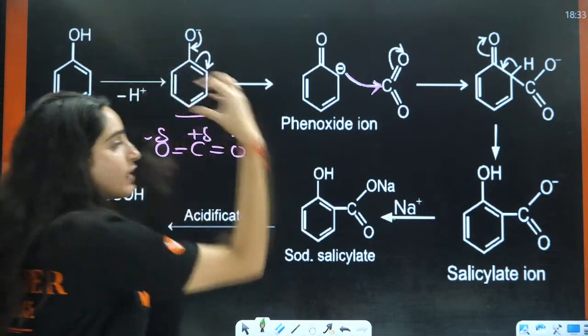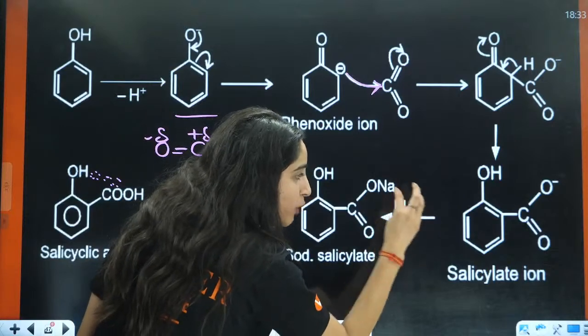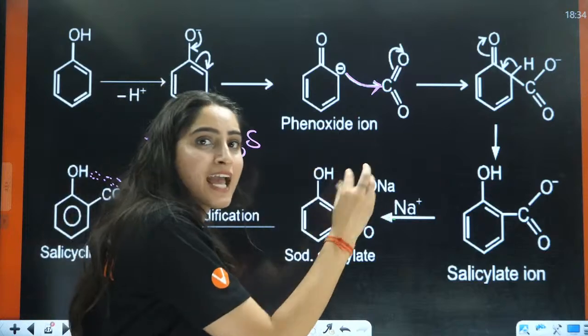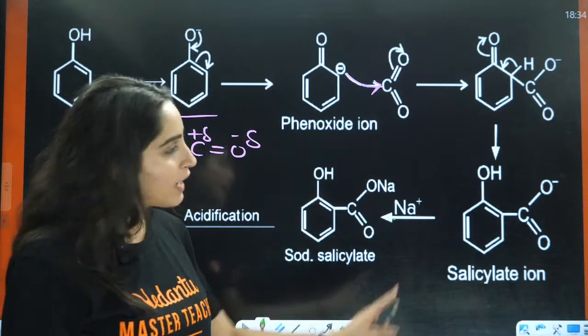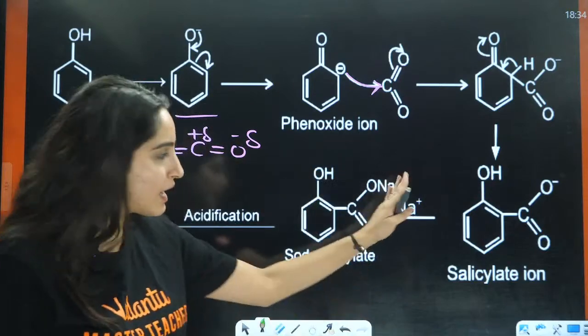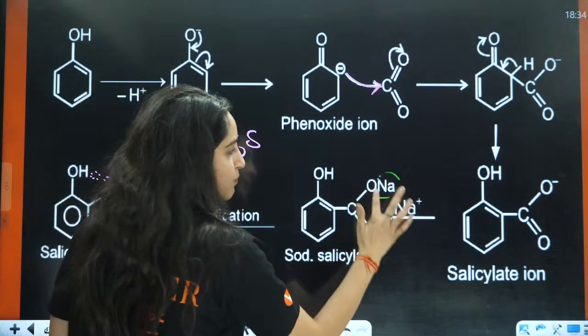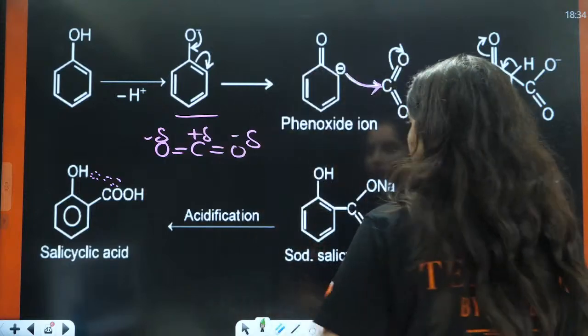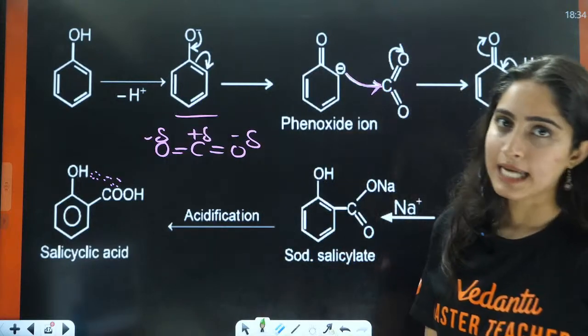Then again, when this Na positive from the base sees O negative, it is going to attack, and you will have the formation of ONa. And after that you can replace Na positive just by doing the acidification by adding HCl, and you will have the formation of salicylic acid, right? Okay.